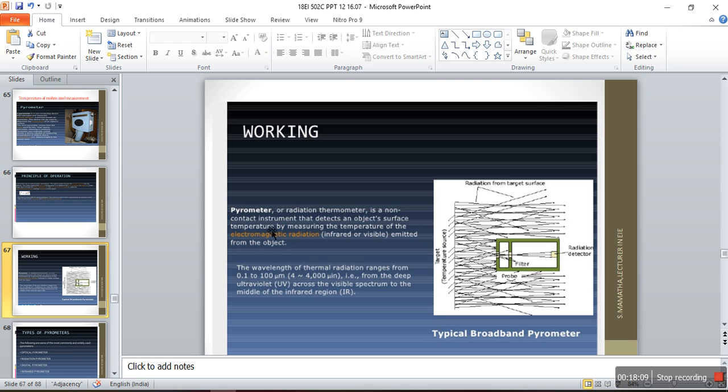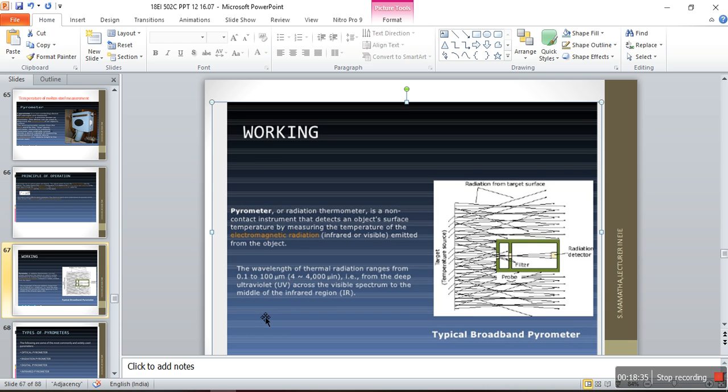The pyrometer, or radiation thermometer, detects the radiation in the electromagnetic radiation region. Generally it will sense thermal radiation in the wavelength range of 0.1 to 100 micrometers, that is, from the deep ultraviolet region to the middle of the infrared region.